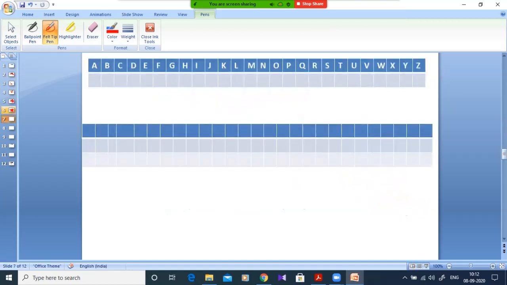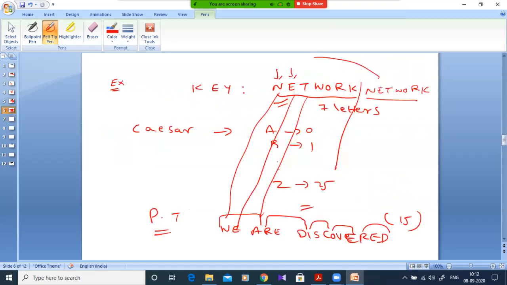Now see, we have to match the plain text letters with the key. So repeat OCCURRENCE, OCCURRENCE. No need to write the remaining letters. Enough. Now, what is the operation or algorithm here?